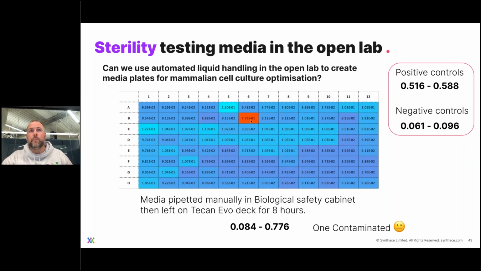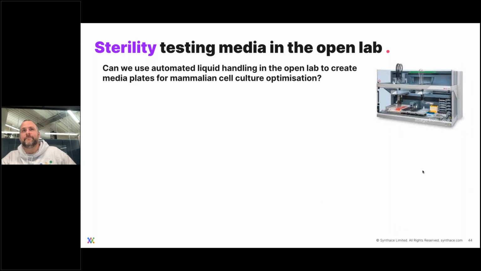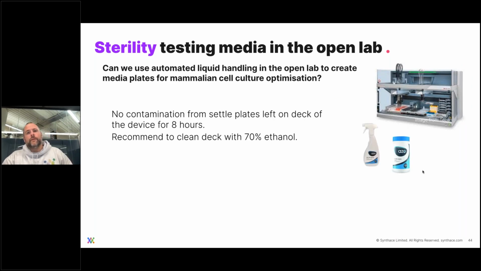We actually blamed our colleague Sten for this single contamination event seen. Joking, not joking.